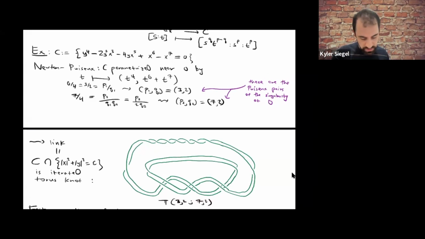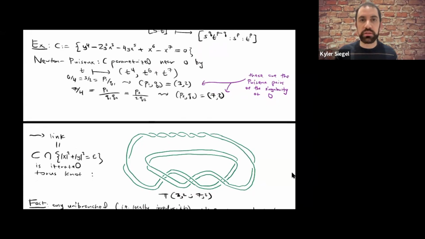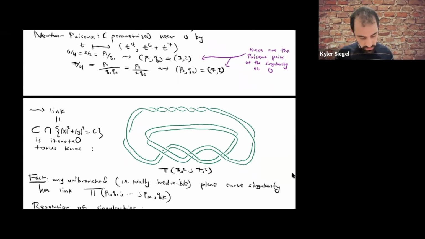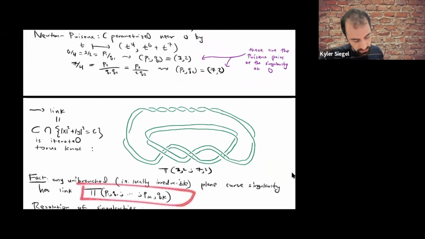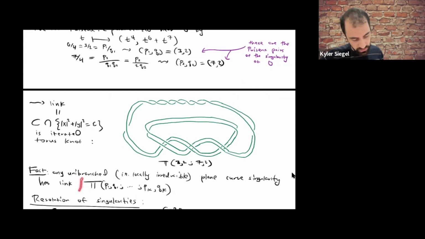So in this talk, I'll be mostly thinking about the case where you have only a single Puiseux pair. So then basically we're just looking at singularities which are cones over torus knots. But indeed any unibranch singularity is given by some kind of iterated torus knot.